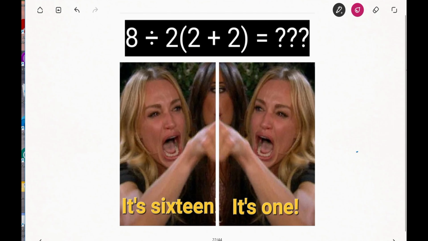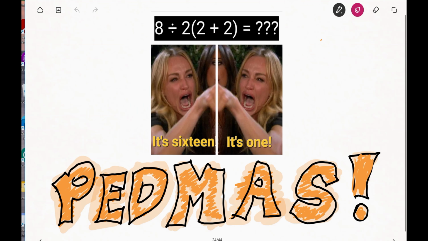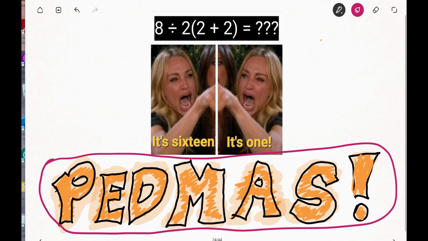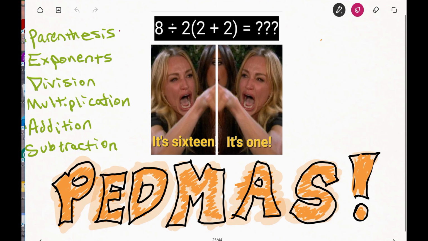Okay, you back? Everybody argued over this, but there's only one correct answer to it. Why? Because of PEMDAS. I know you've heard of this before, maybe not in these terms, but PEMDAS stands for parentheses first, and then your exponents, and then division, and then multiplication, then addition, then subtraction. In that order. It must be in that order.